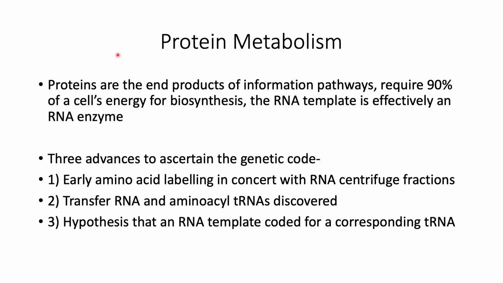Protein metabolism. Proteins are the end products of information pathways. They require 90% of a cell's energy for biosynthesis. The RNA template is effectively an RNA enzyme. There were 3 advances to ascertain the genetic code. First of these was early amino acid labeling in concert with RNA centrifuge fractions. The discovery of transfer RNA and aminoacyl transfer RNAs was critical to this process, and that there was a hypothesis that an RNA template coded for a corresponding transfer RNA.